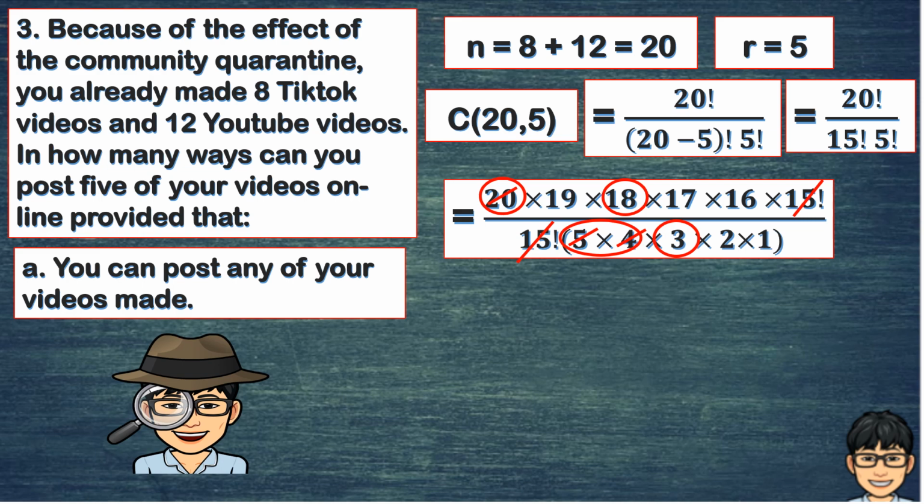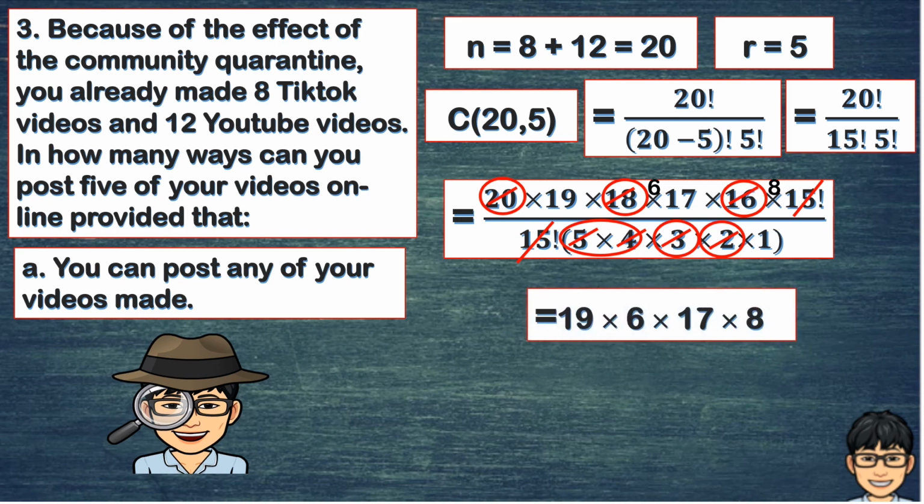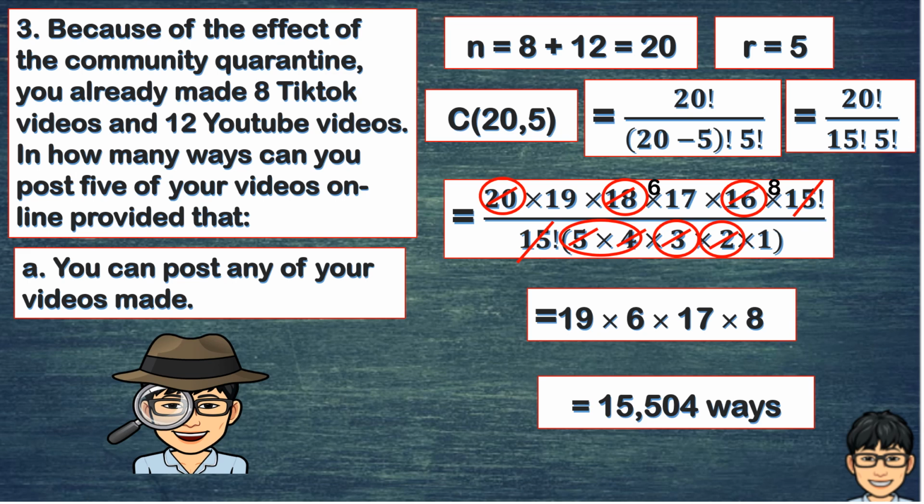Also, 18 can be divided by 3, which is equal to 6. And 16 can be divided by 2, which is equal to 8. So, ang naiwan sa itaas ay 19 times 6 times 17 times 8, which is equal to 15,504. Kaya, meron tayong 15,504 ways para mag-post ng 5 videos na nagawa natin.